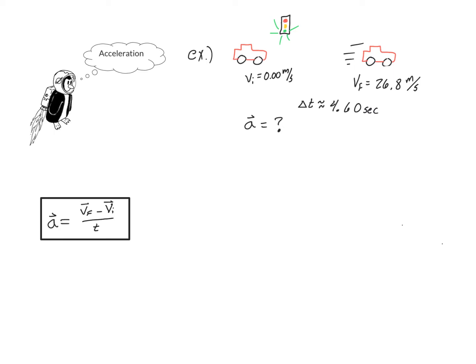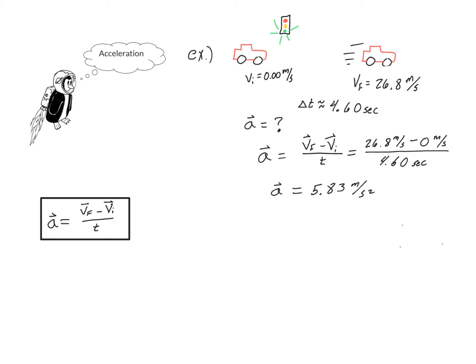To find this, we're going to use the acceleration equation. A is equal to Vf minus Vi divided by time. For this case, 26.8 meters per second minus 0, all divided by 4.60 seconds. This gives us an acceleration of 5.83 meters per second squared. Notice that the units of acceleration are different than the units of velocity and speed.